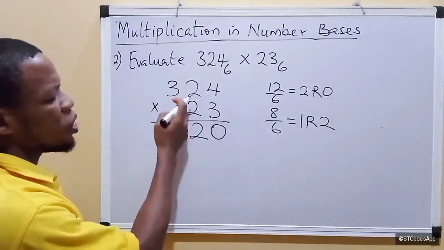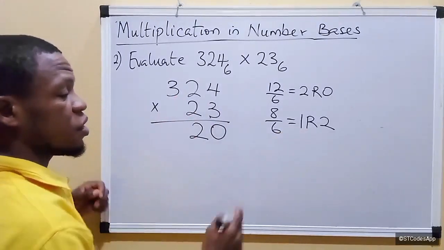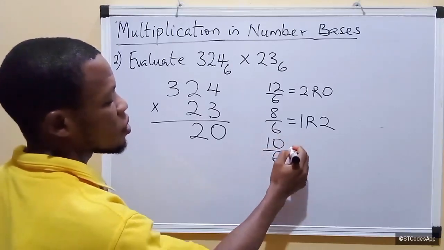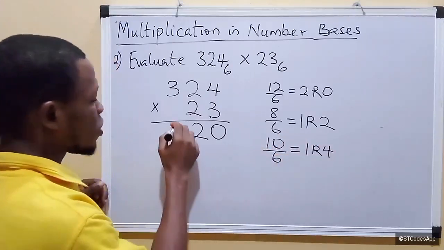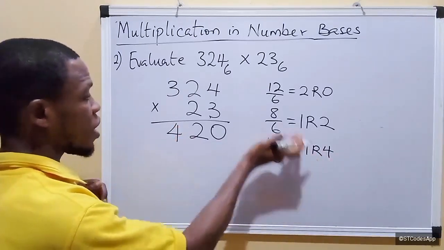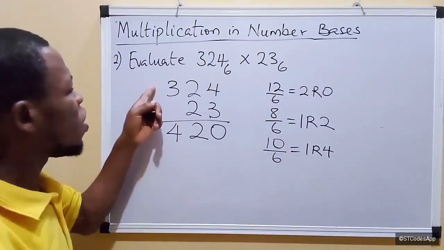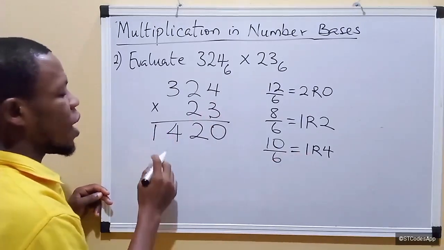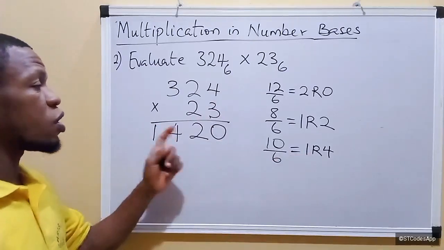Okay, we have 3 times 3, 9, plus the 1 that we left here, that is 10. So we have 10 divided by 6, the base, we have 1, remainder 4. So I'm going to write down 4, which is our remainder, and then the main answer, I will take over to be used in the next multiplication. But since there's no other digit left here to be multiplied by 3, I will simply put it down. So we have 1420.